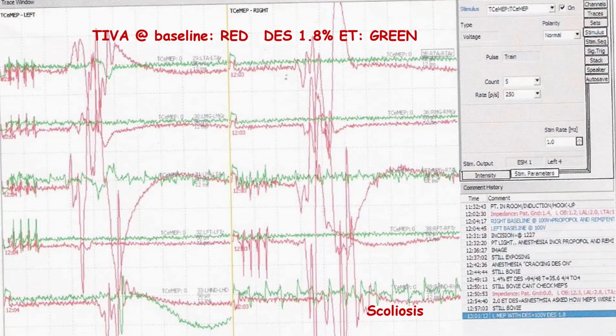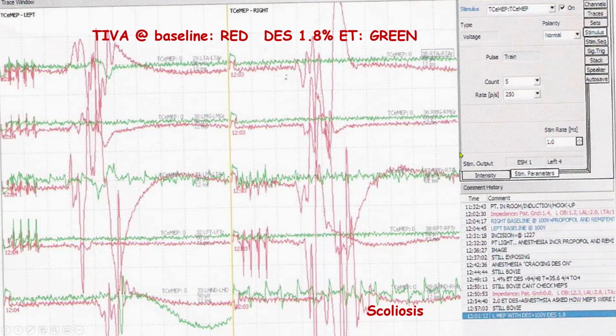So this was a scan, so sorry about the quality of this, but this was a paper that I scanned. It's a case that I did. Right here is the left side, and this is the right side. It's a motor evoked potential. The red is the baseline. These are muscle responses to stimulation. So these are motor evoked potentials. The green is after they increased the desflurane, the inhalational agent, to 1.8%.